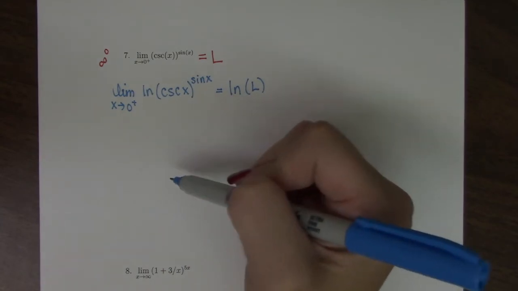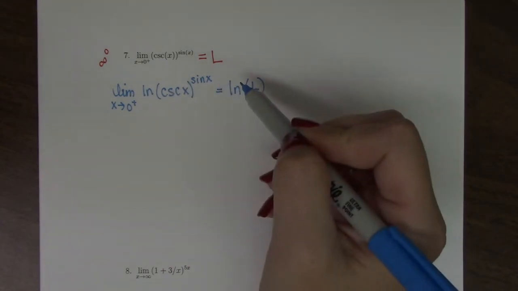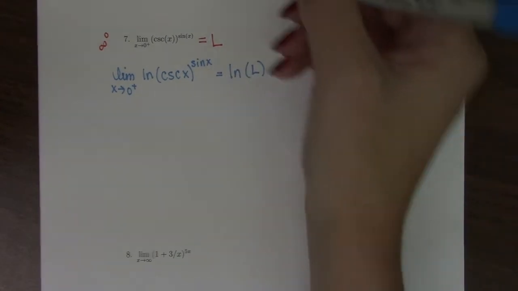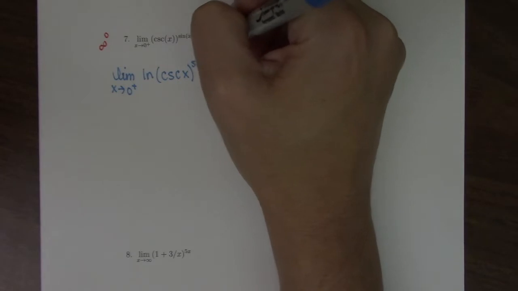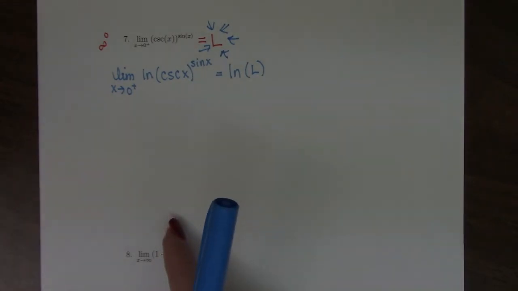Now I'm going to work with the left side of this equation and figure it out as far as I can, and then when we get this as far as we can go, we'll set it equal to the natural log of L and then solve for L. Because remember, the limit L is the goal. So just finishing the limit is not going to be good enough here.